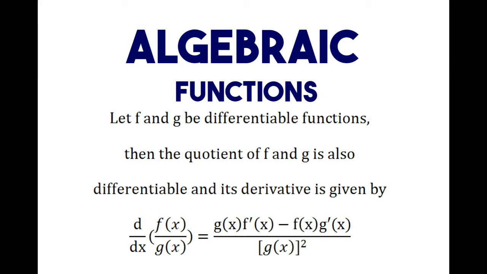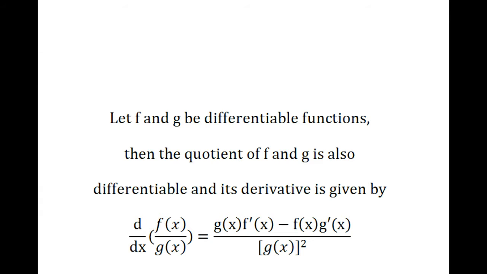Pag sinabing low, yun yung nasa ibaba, yun yung denominator mo. Pag sinabing d high, derivative of the numerator. Kasi siya yung nasa taas, kaya high. Sinabing d low, derivative of the denominator, which is the low. Tapos, over low squared, i-square mo lang yung low. So, ganito. Let's take an example.